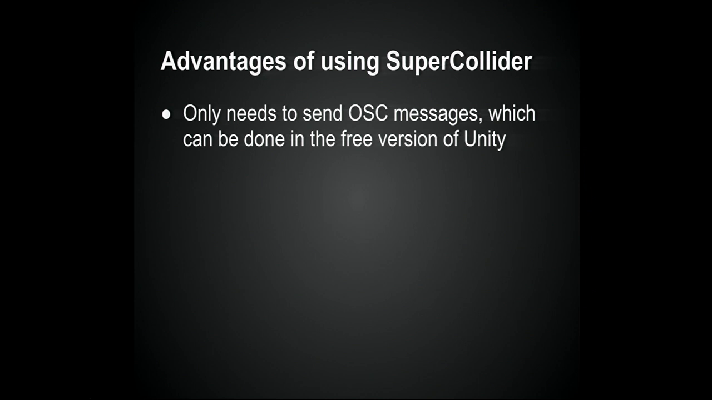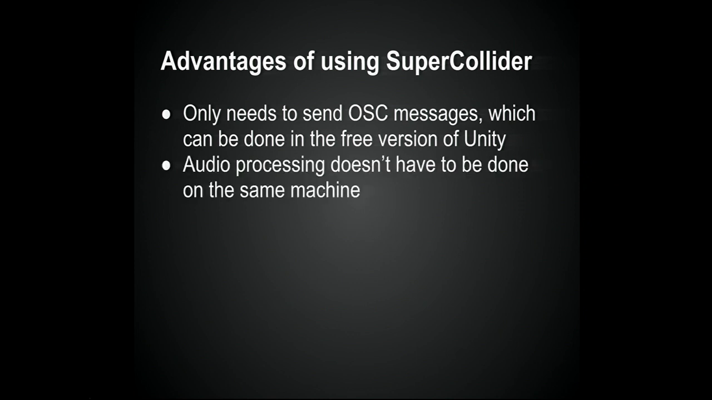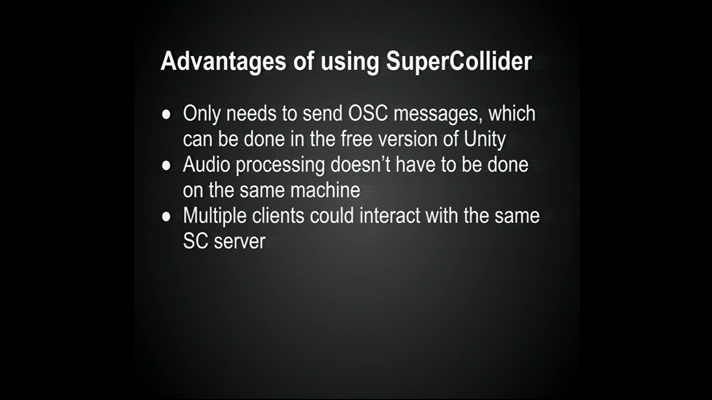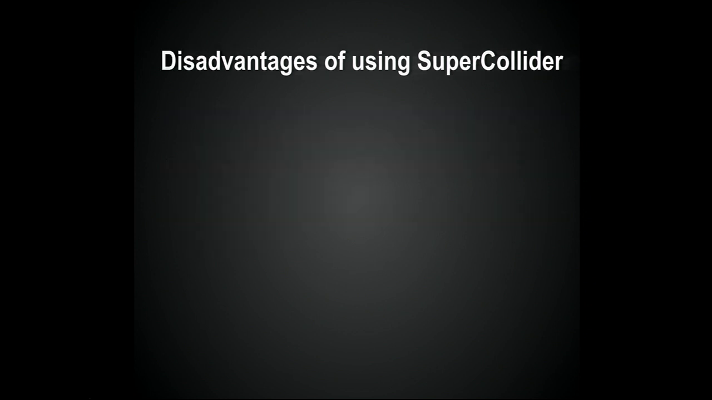Reasons you might want to use SuperCollider instead is that you only need to send OSC messages. You don't need to build a plugin. So anybody who has Unity can use this. You don't need a pro version. You can do it with free. Audio processing can be done on different machines, so you could set up a SuperCollider server on your home machine and tell your friend to play the game, and they would send all their messages to your machine, and it would process it and send it back. So that way you can divvy up the workload if you need to. You could also have multiple clients interact with the same server. So again, if the server's on your home machine, you could have 10 people who are using your machine to generate all that audio. It also works on the web player. I know that plugins don't really work that well in the web player, so this is another reason why SuperCollider might be a good choice.